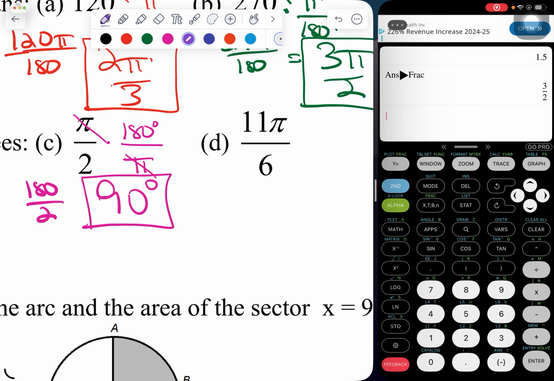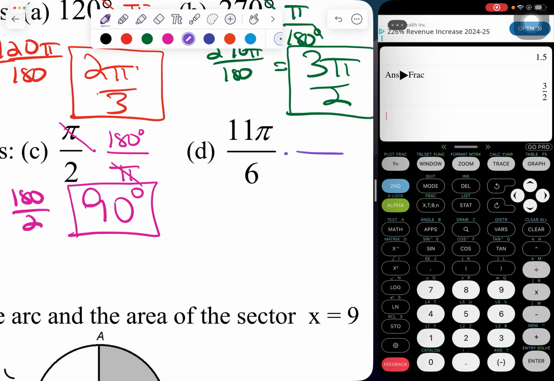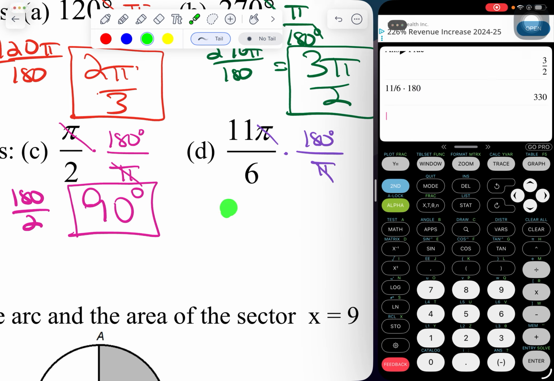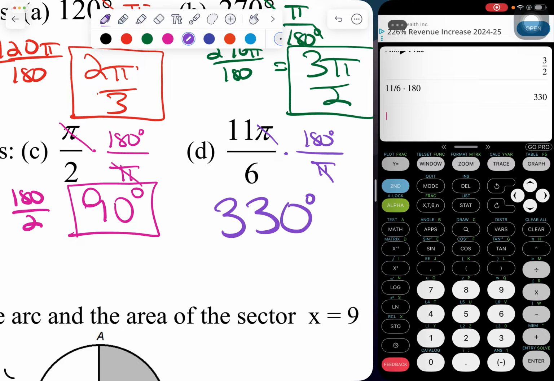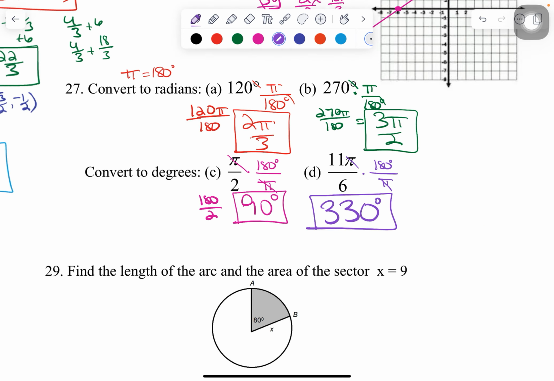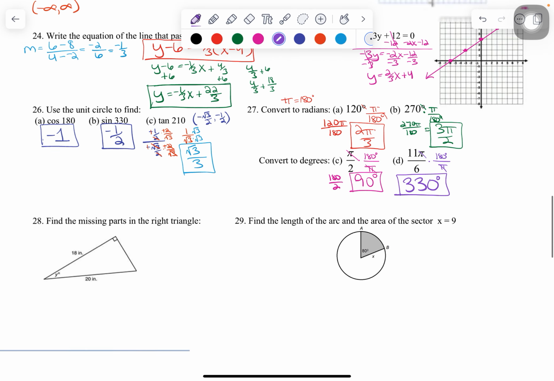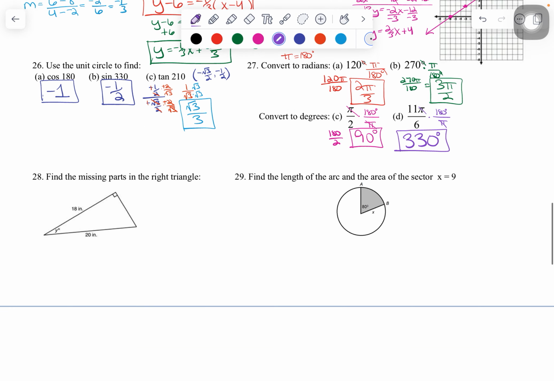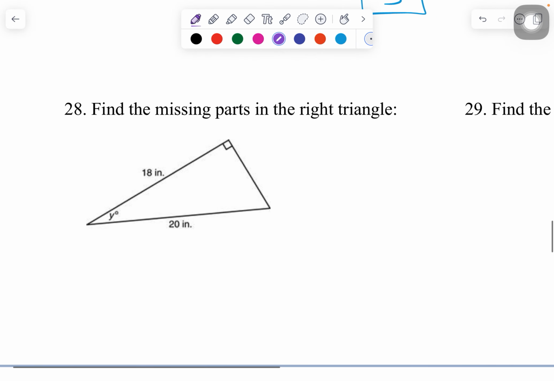And then 11 pi over 6, same situation. We want the degrees in the numerator, pi in the denominator. So in the calculator, I'm going to do 11 over 6 times 180. That is 330 degrees. Let's get rid of the calculator for right now. If I need it back, I'll pop it back. Okay, so we're done with converting. I'm going to need the calculator back in a little bit.